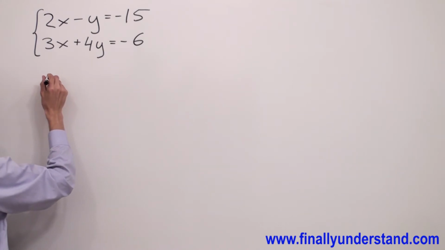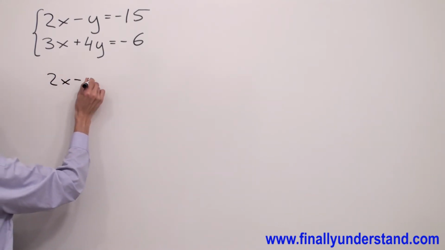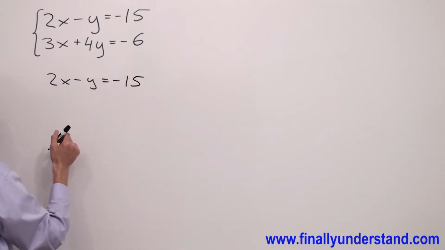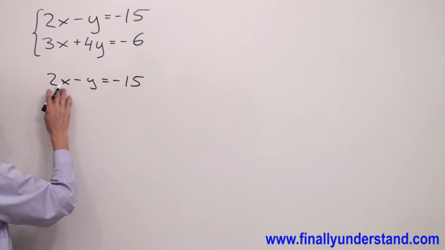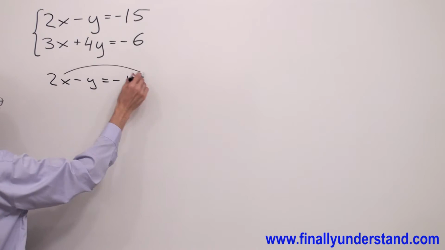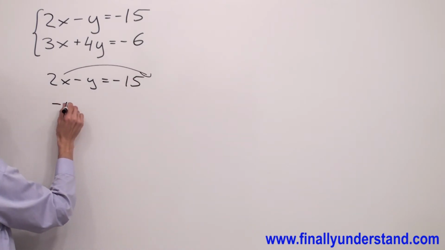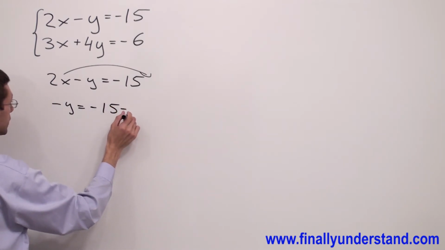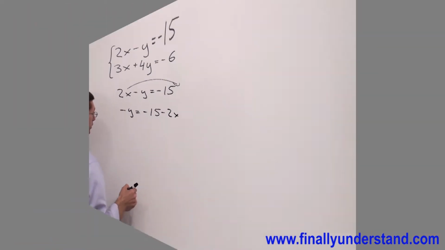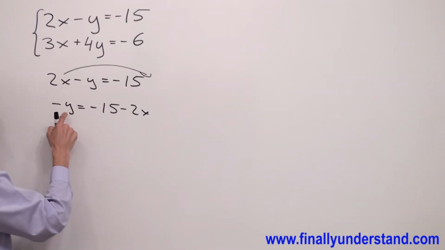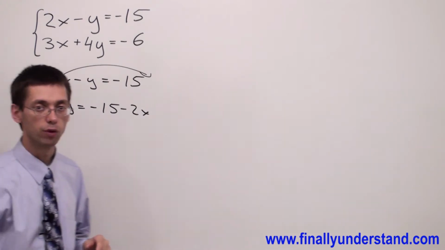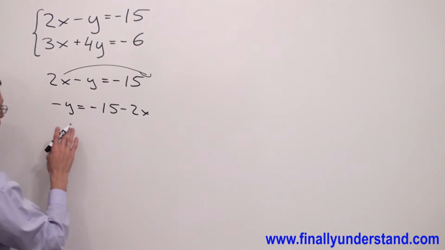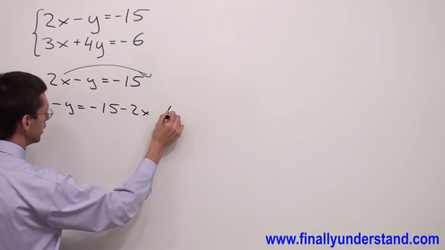So I'm going to copy down 2x minus y is equal to -15. Now I'm going to move 2x to the right side. And I have -y equals -15 minus 2x. Please notice that every single term of this equation is negative. We prefer to deal with positive values. So what we can do over here, we can multiply both sides of this equation by -1.